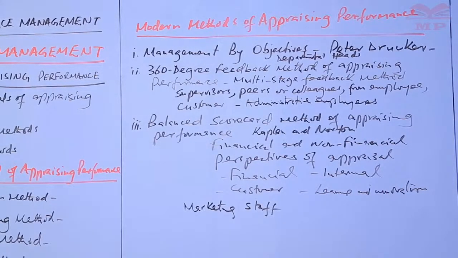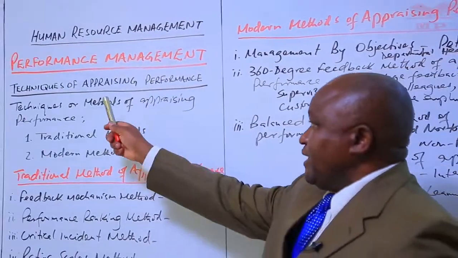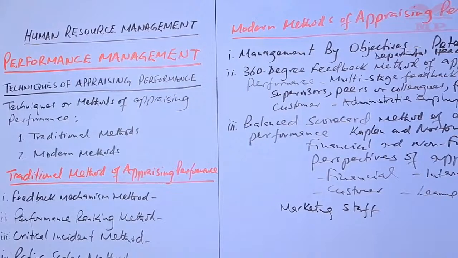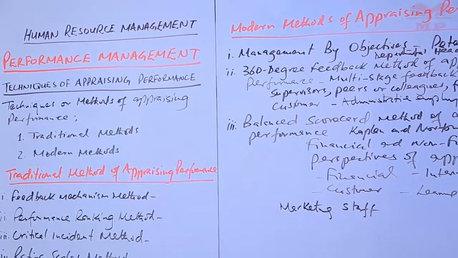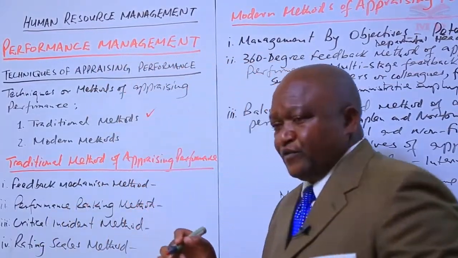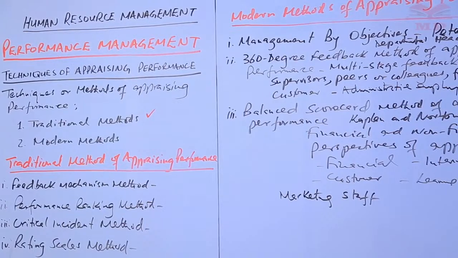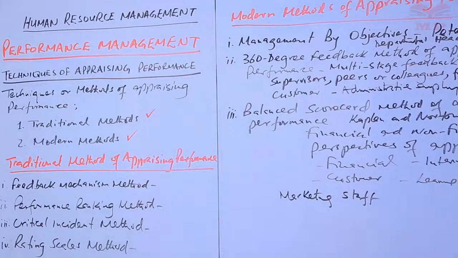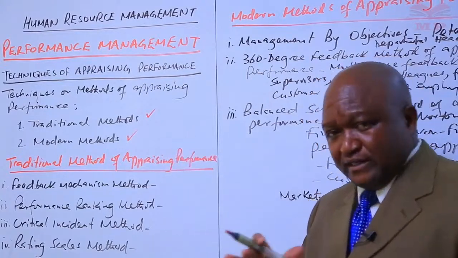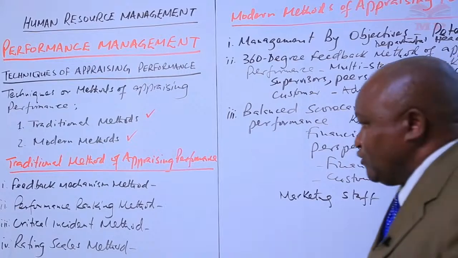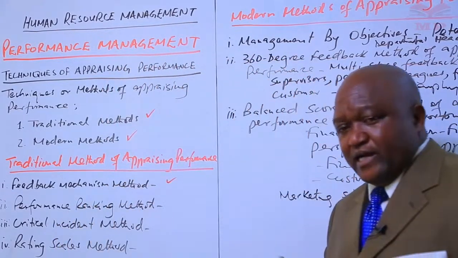So in today's lesson, learner, we have looked at techniques of appraising performance, and we have indicated that there are various techniques available at the disposal of a given organization. These methods can be divided into two: traditional methods and modern methods of appraising performance. Among the traditional methods, number one is the feedback mechanism method.